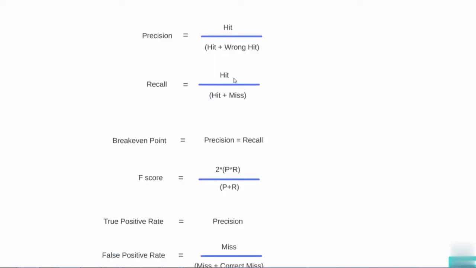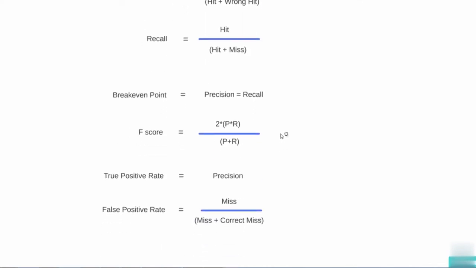Recall is hit divided by hit plus miss. So this basically measures the algorithm's capability to look throughout the dataset and find us the answers. So a value closer to 1 also means high recall. Now you need to be able to strike a balance between precision and recall. After a certain point, which is the break even, they start going in opposite directions.